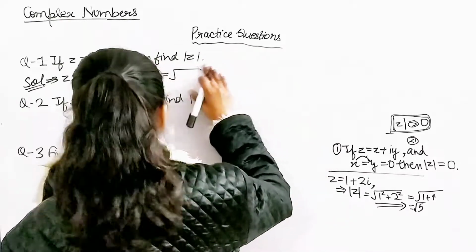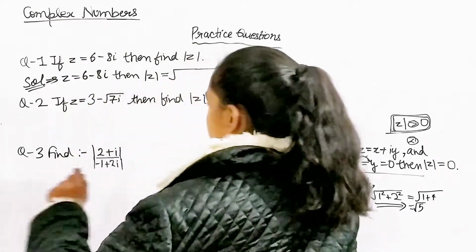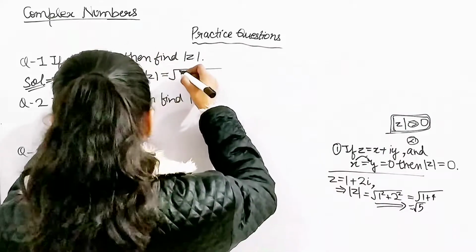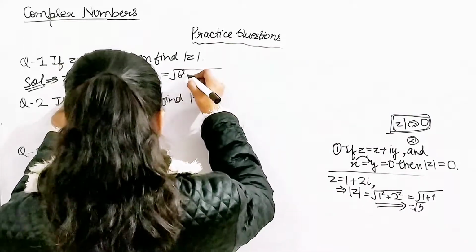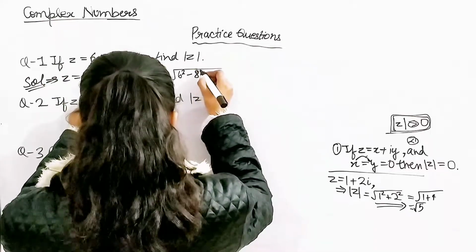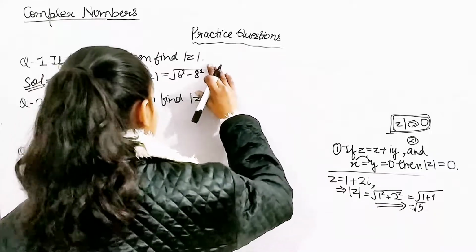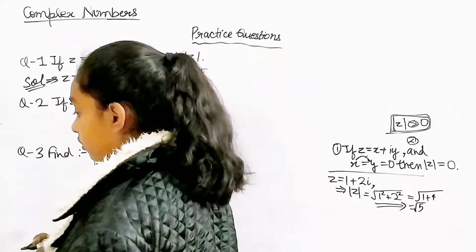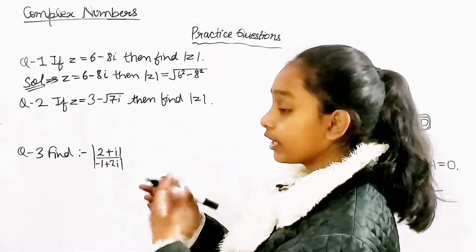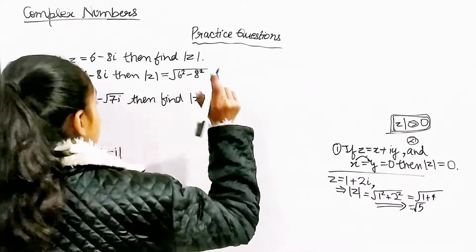I was saying "loot". No, there's no such word as loot, there's only root. So 6 minus 8 iota. I'm going to write it here: 6 squared, and minus will stay as it is, 8 iota. As iota is not part of the imaginary part, we don't write it. As we all know, it's going to be 6 squared minus 8 squared.